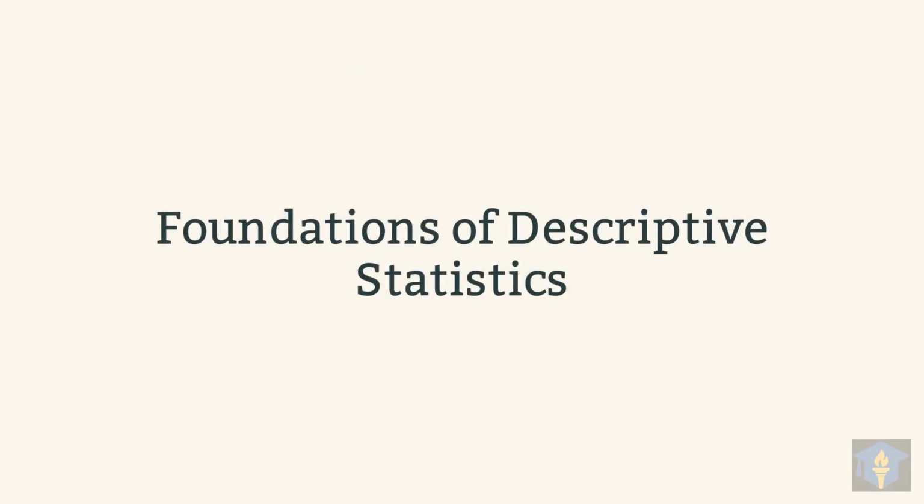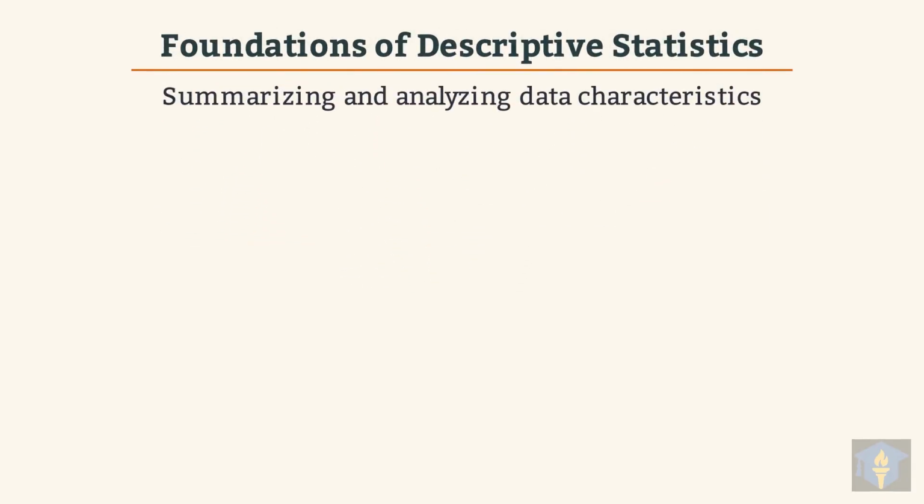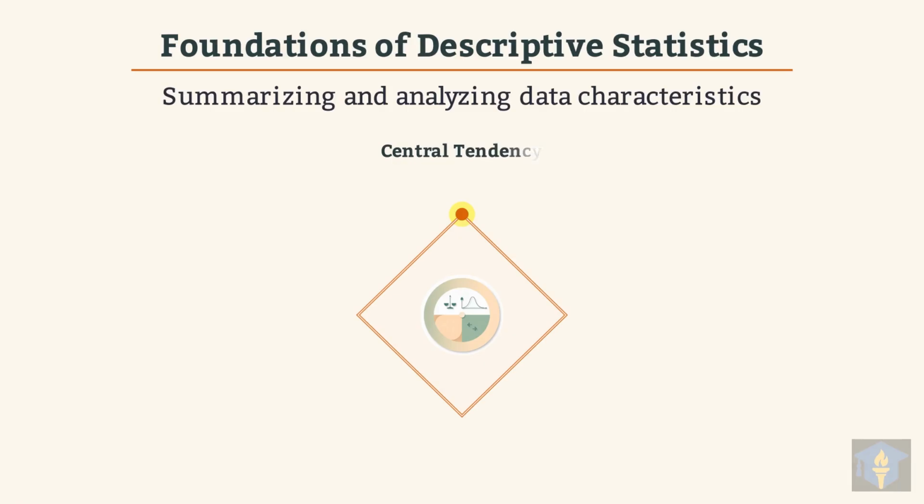Today, we're diving into the essential foundations of descriptive statistics, a crucial area for understanding data. Our goal is to learn how to effectively summarize and analyze the key characteristics of any dataset. First, we'll explore central tendency, which helps us find the typical value in our data. Central tendency identifies the middle point, or the most frequently occurring value within a given dataset.